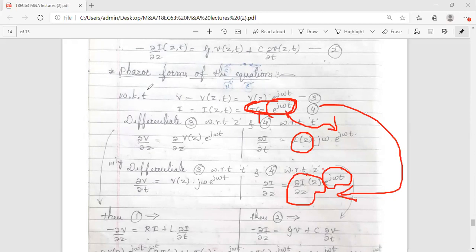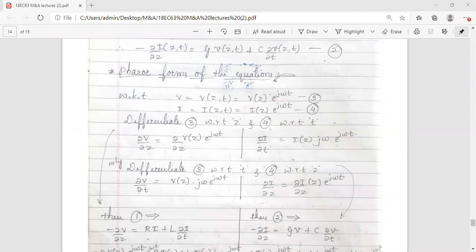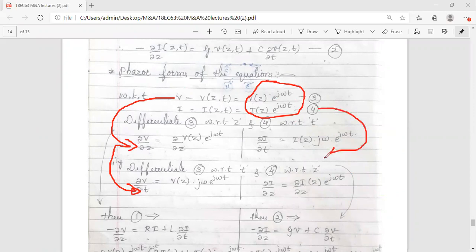So what I did, I started with the phasor forms. The voltage and current V and I are electromagnetic waves. They are sinusoidal in nature. So I can represent them as V e raised to j omega t and I e raised to j omega t. For equation 3, I have taken two differentiations, one with respect to z, one with respect to t. Similarly, for equation 4, I have taken two differentiations, one with respect to t, one with respect to z. So these are the basic things which we did with the phasor forms.